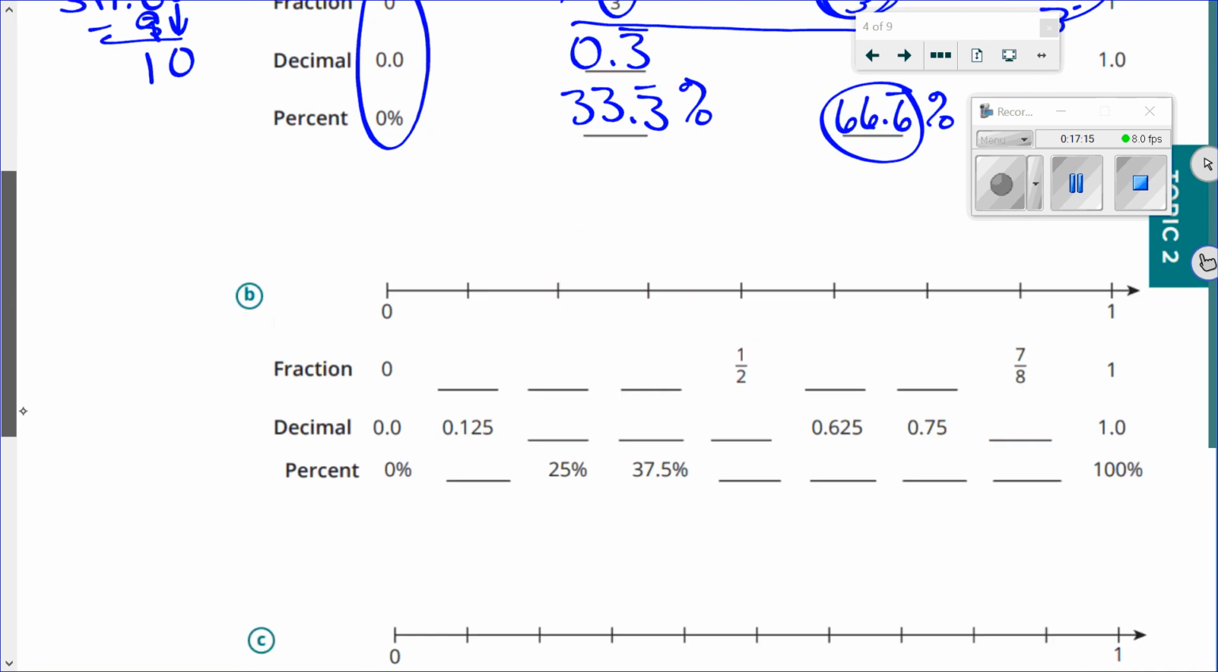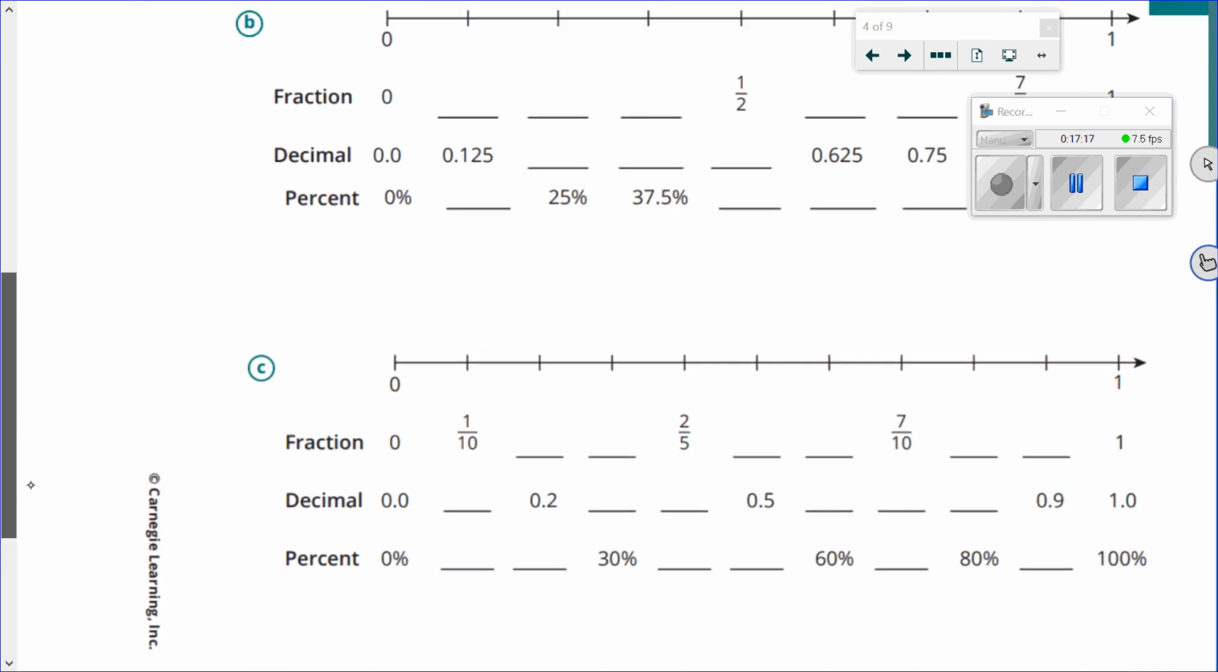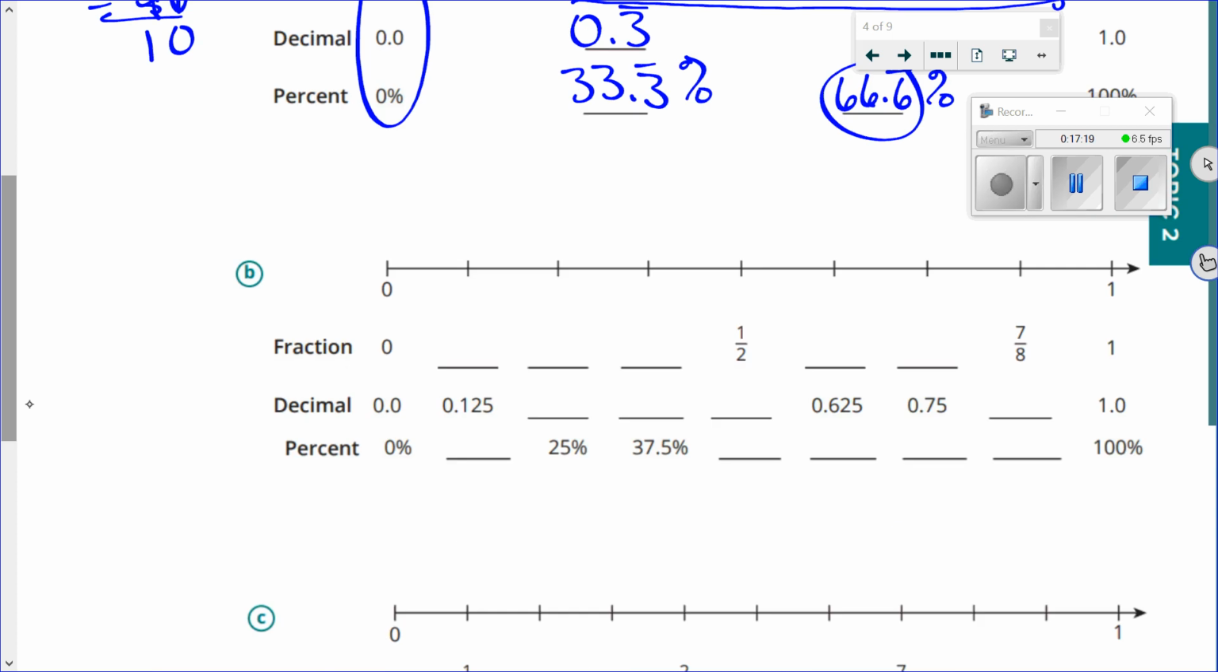So I'm giving you 2 more. You have B and C to do. You have to fill in all of the blanks. Remember, the fraction goes in lowest terms, so simplify it. And you might have some decimals. That's okay. In both the percent and in the decimal form, okay? We'll give you guys about 7 minutes to do the rest of this page. Go ahead and get started. You can check your answers as a table.